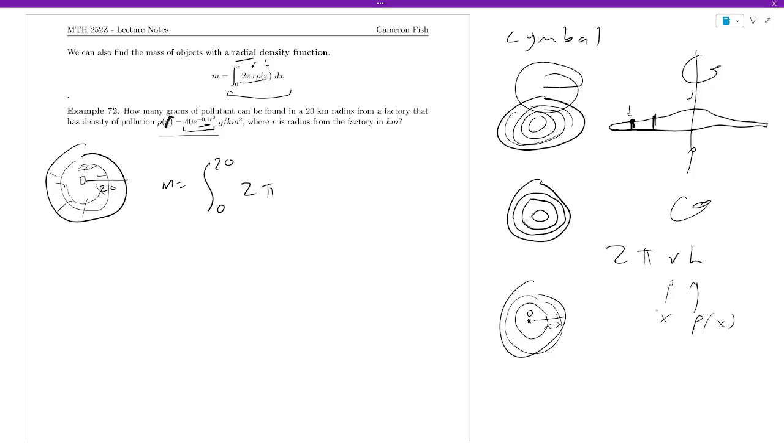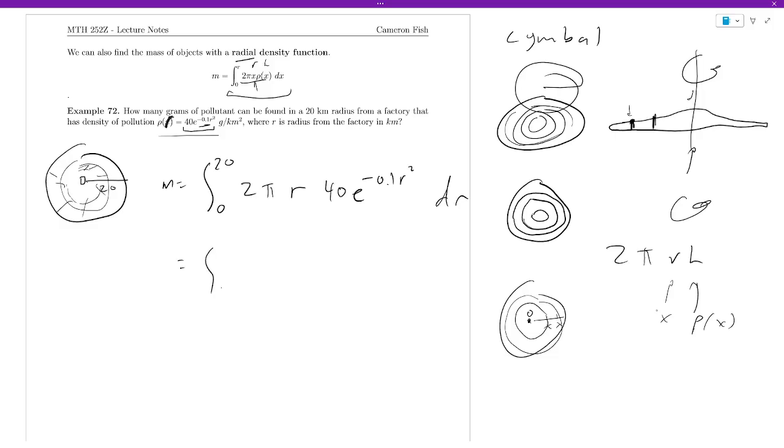I'm going to write r here instead of x. So that's my r times my rho, which is 40 e to the minus 0.1 r squared. So that's my rho, dr. I probably should have written r here. I like to use r when I do this because it emphasizes that it's the radius. My radius is moving from 0 to 20.